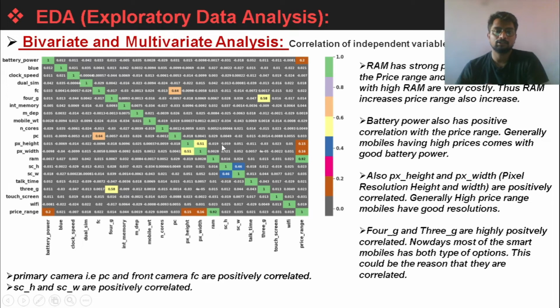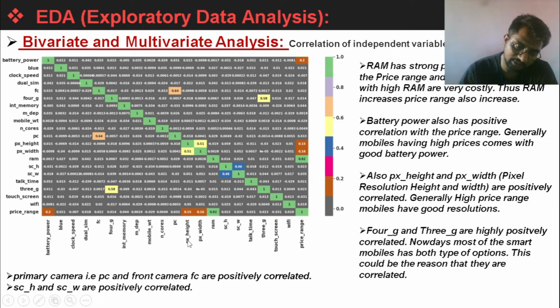This is the correlation matrix where we try to find out the relation between the independent variables and the target variable. Here we can see the RAM has a strong positive correlation with the price range. Thus as RAM increases, the price range also increases. Battery power also has a positive correlation with the price range. Here we can see it is 20% positively correlated with price range. Generally mobiles having high prices come with good battery power.